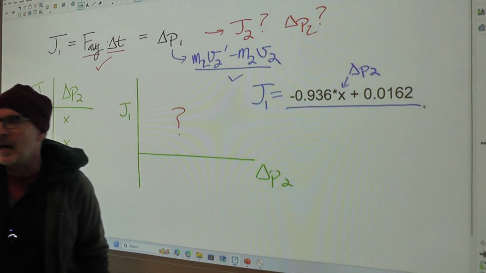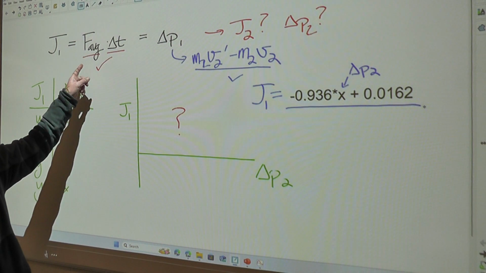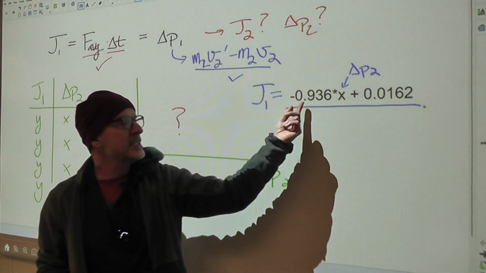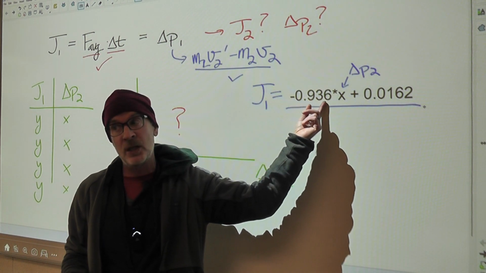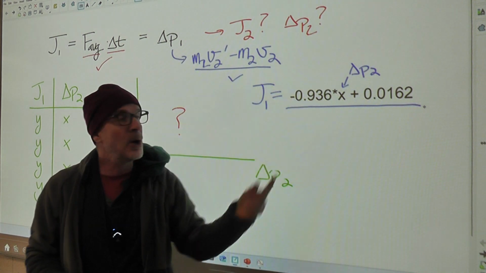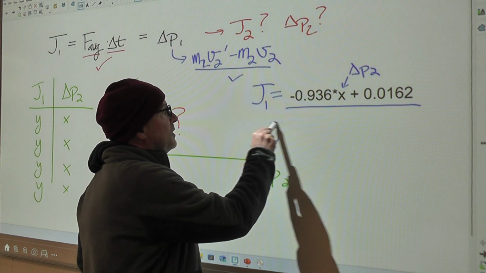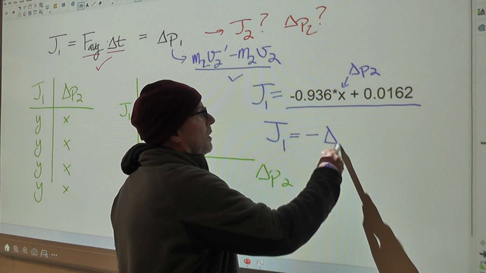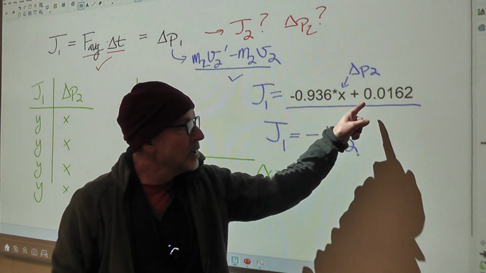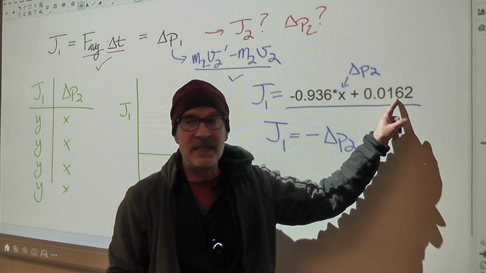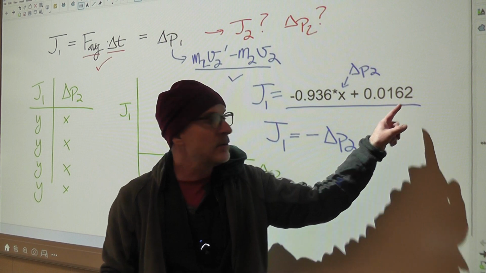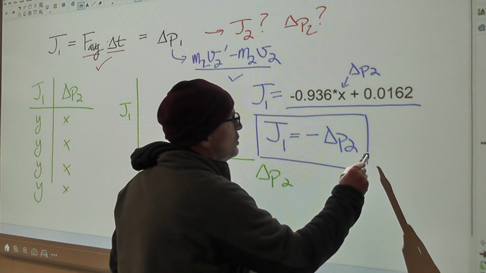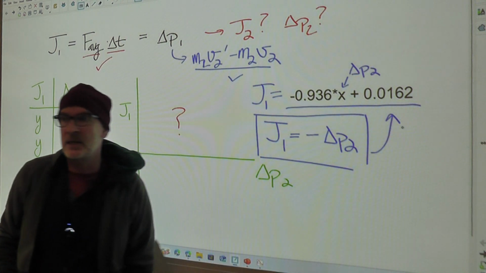But let's think about it, because we said we think that these things might be the same, and this isn't the same, but actually this is really close to -1. So maybe it looks something like this. And this number right here, 0.0162, is awfully close to 0. This right here is darn close to this equation.